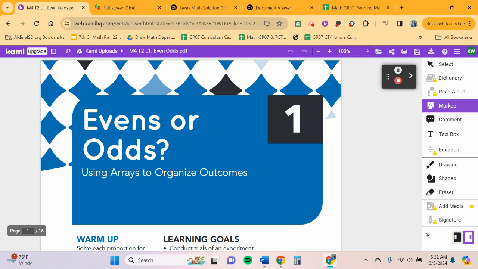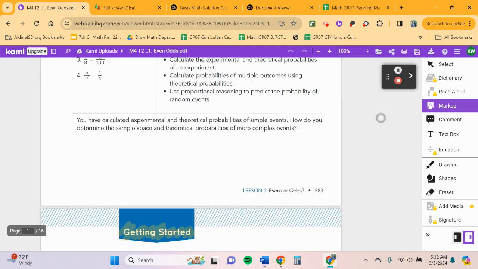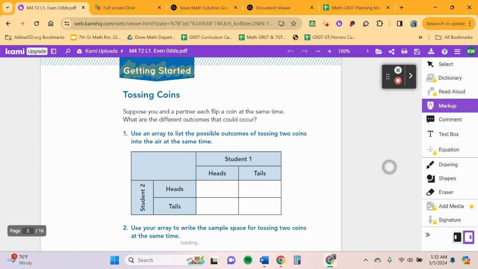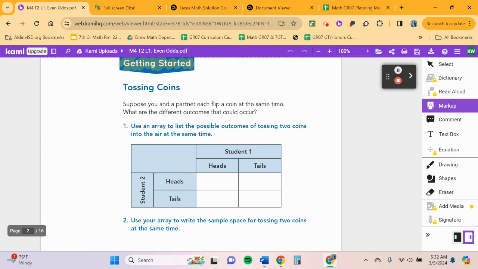Welcome, boys and girls. This is Module 4, Topic 2, Lesson 1, Even or Odds, where we're going to be using arrays to organize our outcomes. So let's get started first with the getting started. Tossing coins. It says, suppose you and a partner flip a coin at the same time. What are the different outcomes that could occur? Use an array to list the possible outcomes of tossing two coins into the air at the same time.